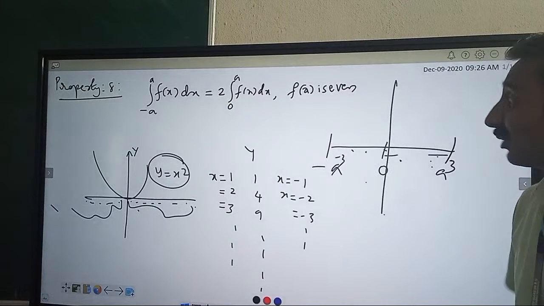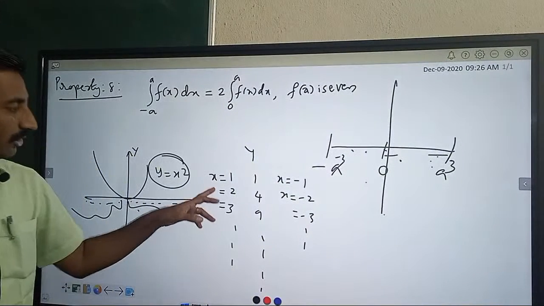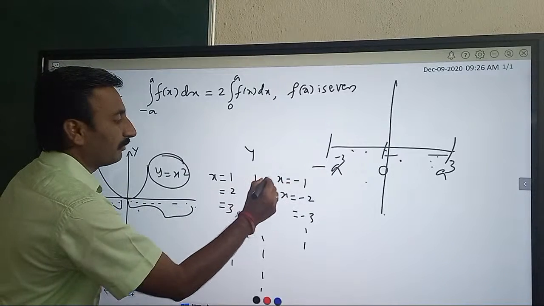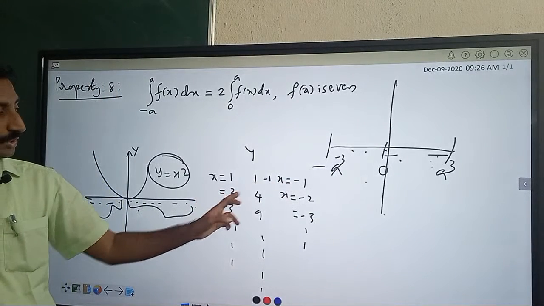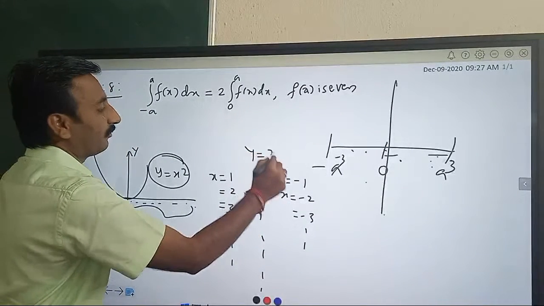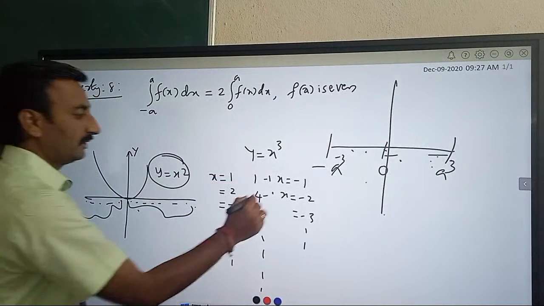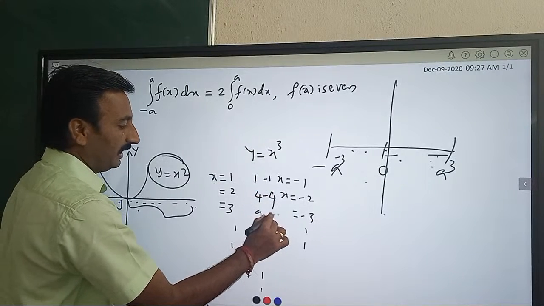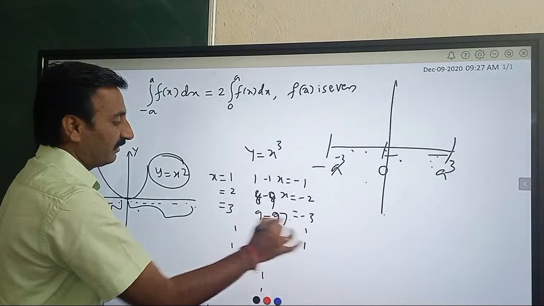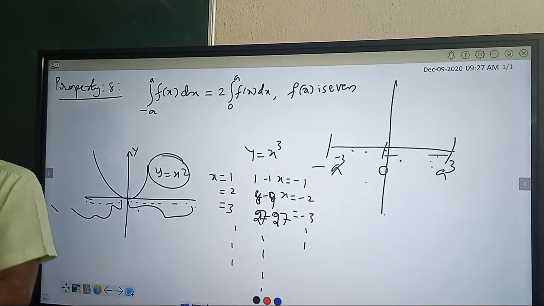But whereas what happens for an odd function? x equal to plus 1, you get 1. x equal to minus 1, you get minus 1. x equal to plus 2, you get 8. x equal to minus 2, you get minus 8. Sorry, if I take the odd function x cube, it is plus 1, minus 1, plus 8, minus 8, plus 27, minus 27. So every value will get cancelled. Alternately plus minus will come.